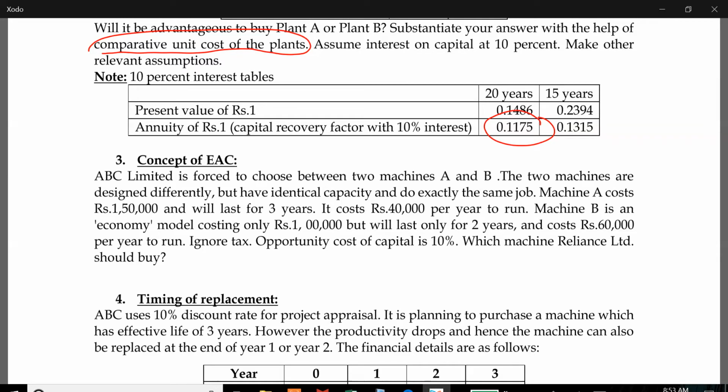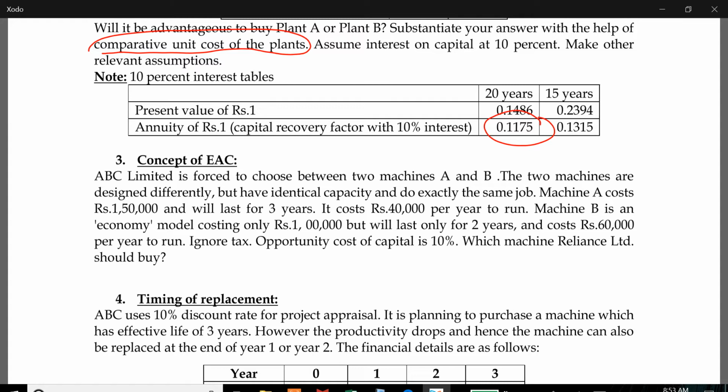Okay, coming to this question, ABC Limited is forced to choose between two machines A and B, designed differently, identical capacity, same job. Machine A costs 150, 3 years. Machine B costs 1 lakh, 2 years. Ignore tax. Which machine should ABC Limited buy?